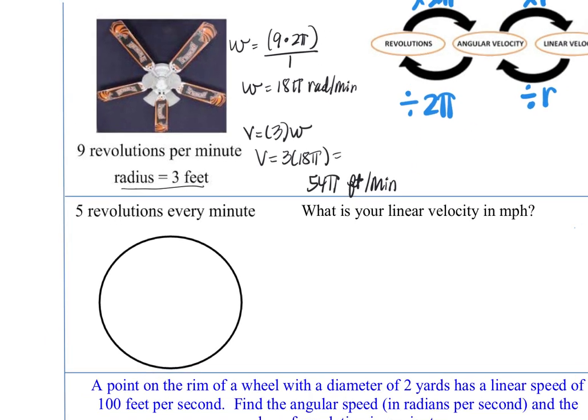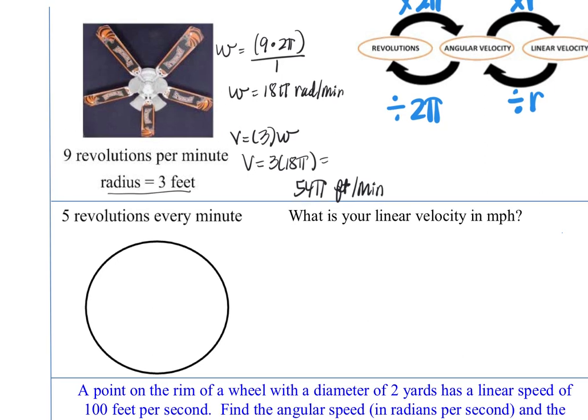All right, so let's look at the next little one. We have 5 revolutions every minute. So this is going to be a carousel. I'm not sure if I'm spelling this right, but here we have a carousel, and I'm going to just draw this little thing up, okay? Let's say this is 12 feet in radius, and it is doing 5 revolutions every minute. We want the linear velocity, but they're going to, of course, throw a wrench in it because they're saying, hey, put it in miles per hour.